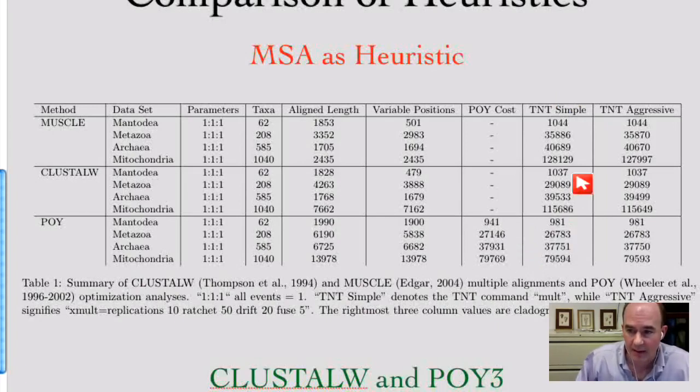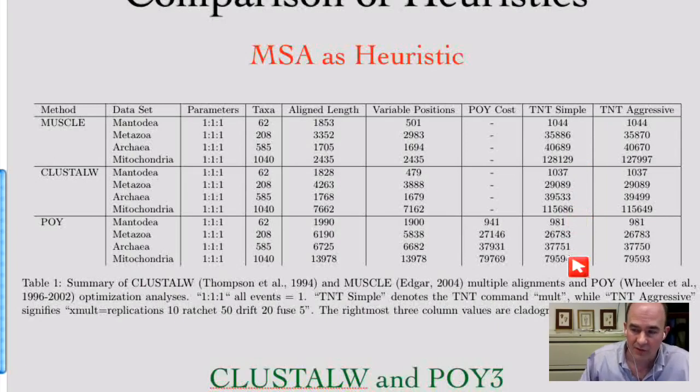Now we see the same pattern going on here. So let's say the metazoan data set, we get 35,000 steps for the MUSCLE alignment, 29,000 steps for Clustal, and 27,000 steps for POY. Then we get 40,000 for archaea, roughly 40,000 for archaea again for Clustal, 38,000 for POY, and then for the mitochondrial data set, 128,000 for MUSCLE, 115,000 for Clustal, and 80,000 for POY.